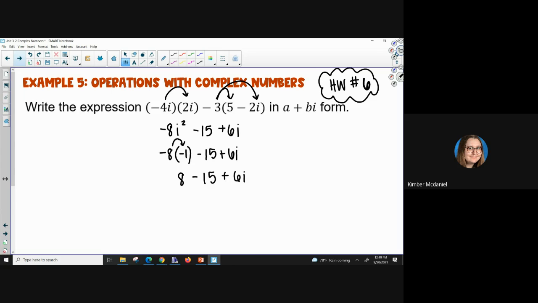So I want you to combine like terms and write down your final answer. Give you guys just a second. Okay, so what is our final answer? Perfect. So negative 7 plus 6i, because 8 minus 15 gives us negative 7. There are no like terms with 6i, so we just bring that down. Are there any questions on this one? Yes.